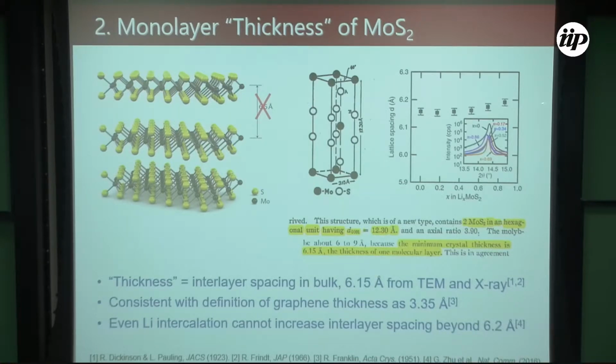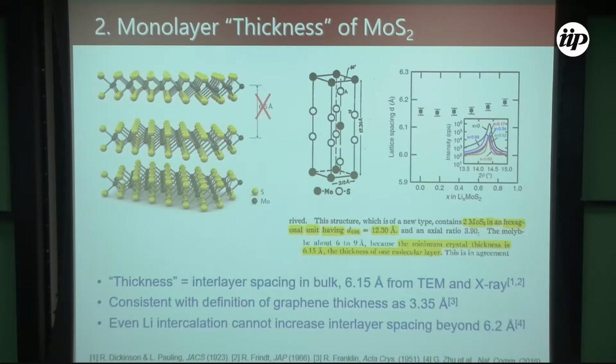They intercalate lithium into MoS2, and boy, they put a lot of lithium in MoS2, and they showed that even if you intercalate lithium, you cannot change the lattice spacing much beyond 6.2 angstroms. So it's not 6.5, it's at most 6.2 if you put a ton of lithium in there.